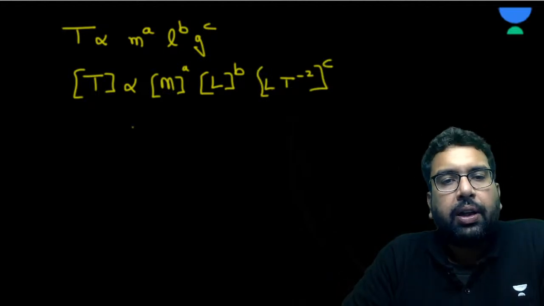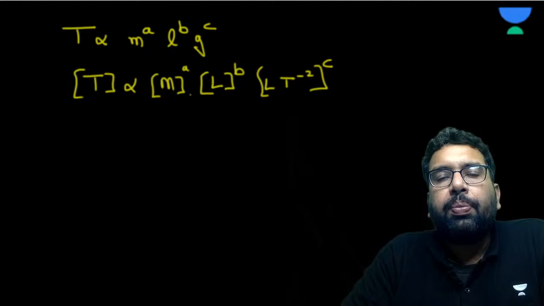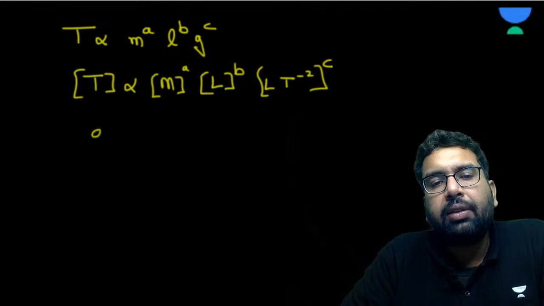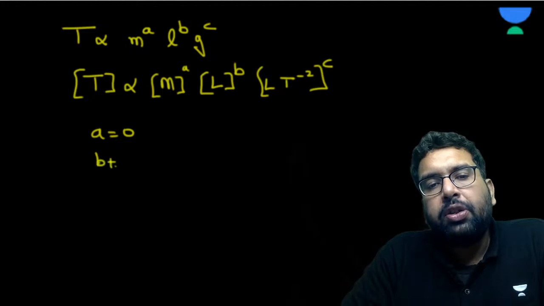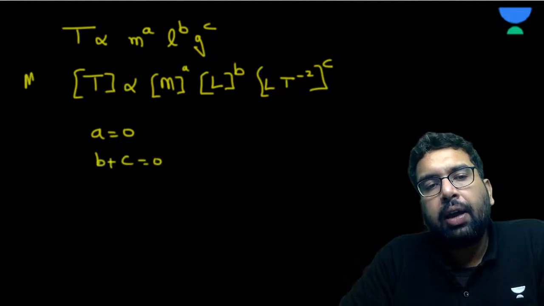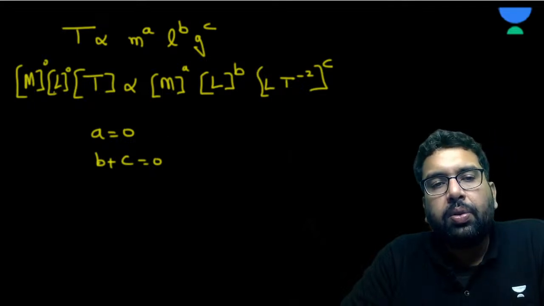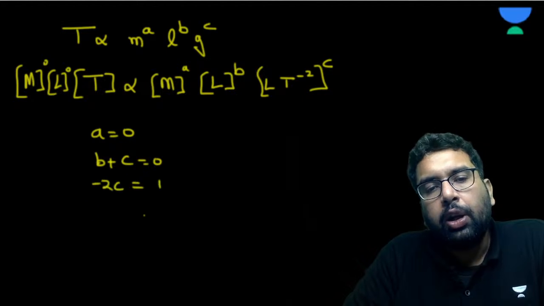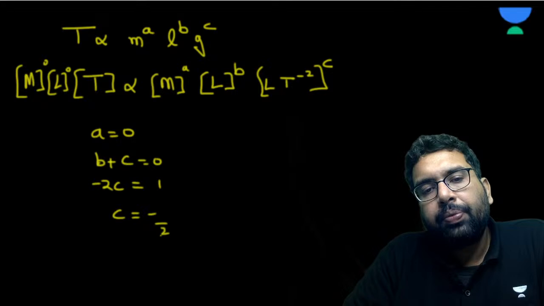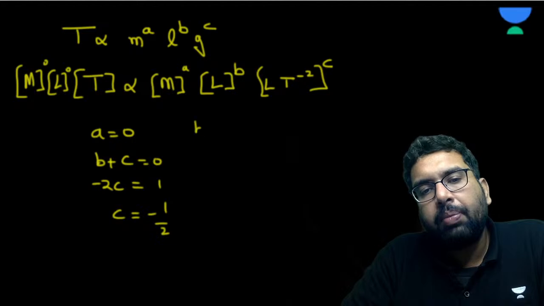Now we can compare the powers of the bases on the left and right hand side. So a is right away 0, b plus c is 0. Sir, how come? Because when we are writing this T, I can write M0 L0 also, which makes no change. So a is equal to 0, b plus c is equal to 0 and minus 2c is equal to 1. So c is minus 1 by 2, and b will be 1 by 2.